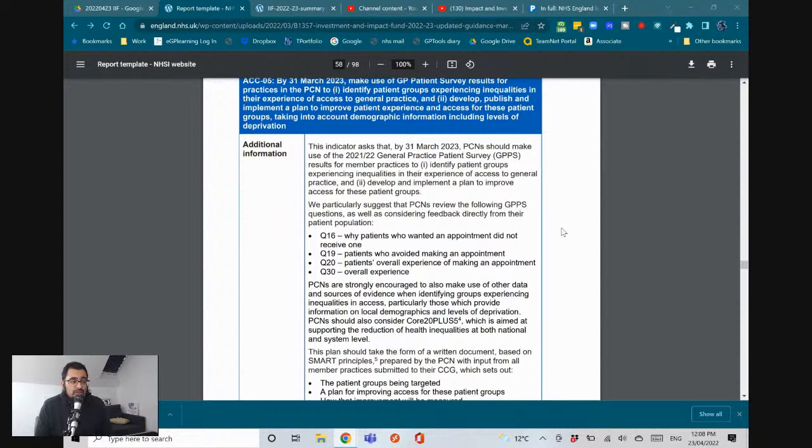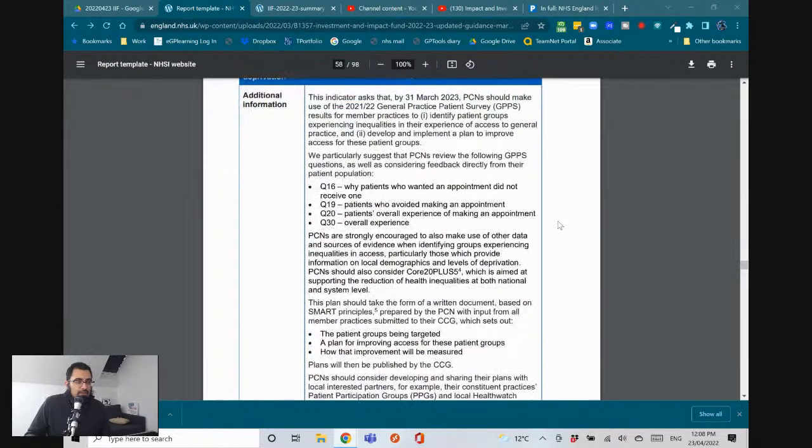PCNs are strongly encouraged to make use of other data, sources and evidence when identifying groups, which provide information and demographics, and should also consider using Core 20+5, which is aimed at supporting the reduction of health inequality both at national and system level. It should be a SMART document, so the SMART principles: specific, measurable, actionable, something and timed. I always forget what the R is. If you do know what the R is, let me know in the chat.